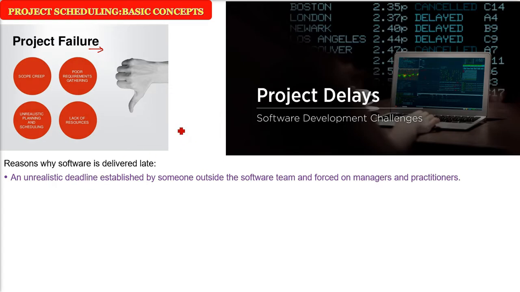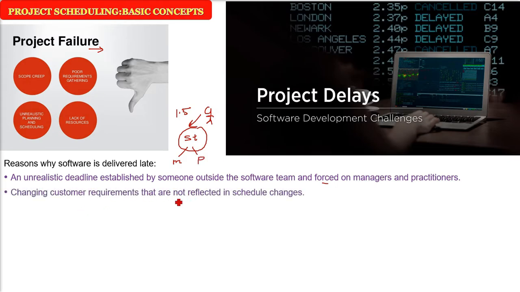That is, someone from the outside who is not from the software team, maybe in some managerial position, is going to say, okay, you have to do the project in 1.5 years or 2 years. Now, this time is forced on the managers and the practitioners, that is the programmers. The second reason may be that the requirements of customers keep on changing, and since the project schedule has already been made, it is not reflected on the schedule, or the schedule doesn't change with respect to the changing requirements.